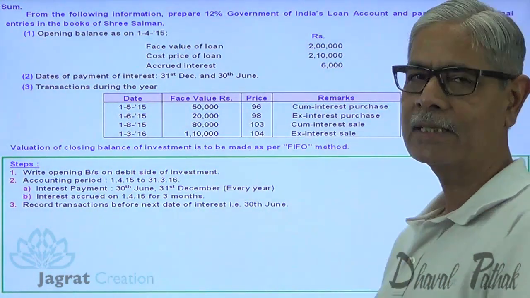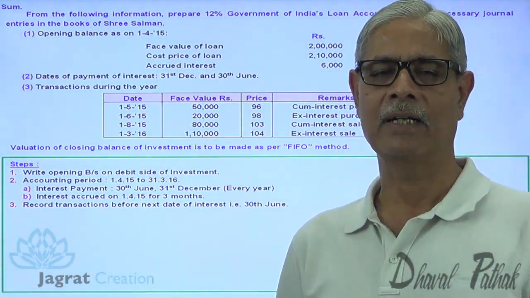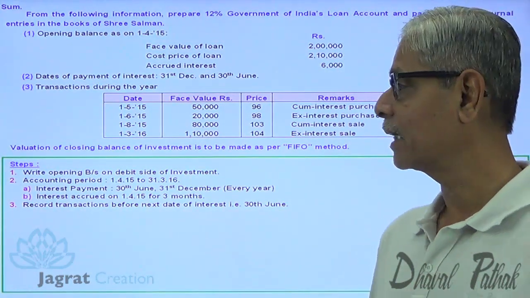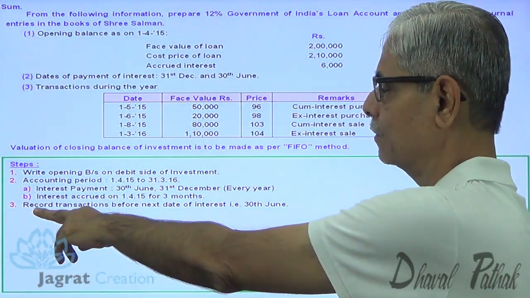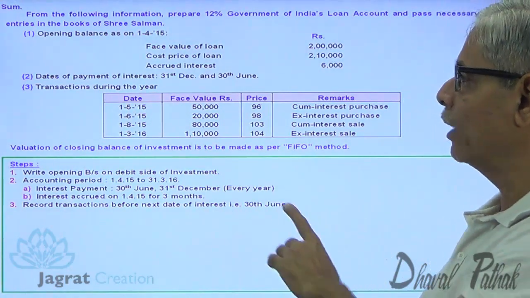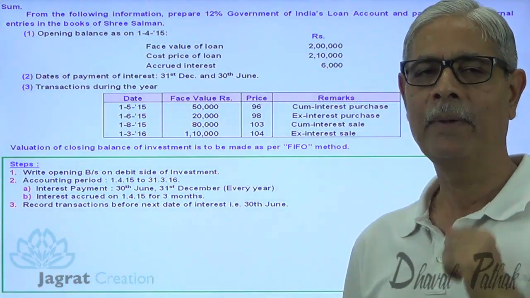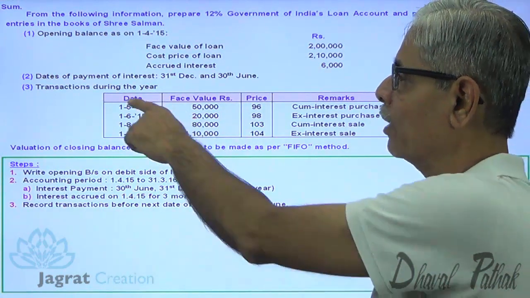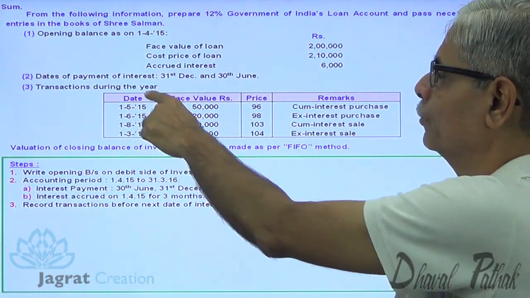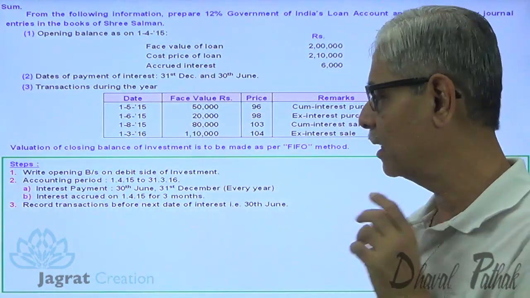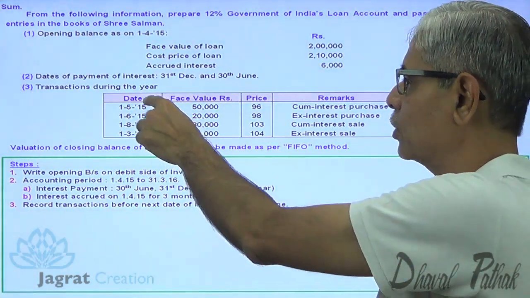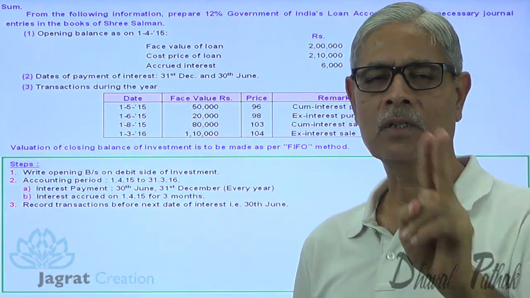Now, after recording this opening balance and adjustment entry for interest accrued, start recording transactions. Now, which transactions are recorded? Record the transactions that are entered into before the next date of interest. Now, next date of interest is 30th June. How many transactions are entered into before 30th June? 1st of May 2015, purchase transaction. 1/6/2015, purchase transaction. These two transactions are entered into before next date of interest, that is 30th June. Record these transactions.